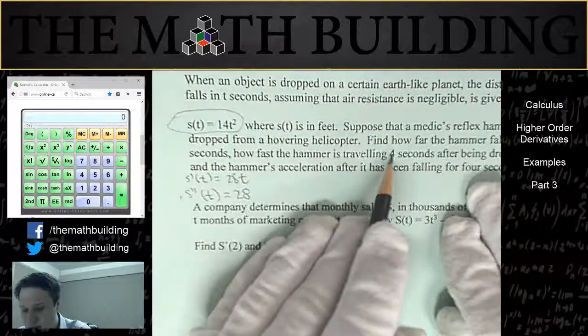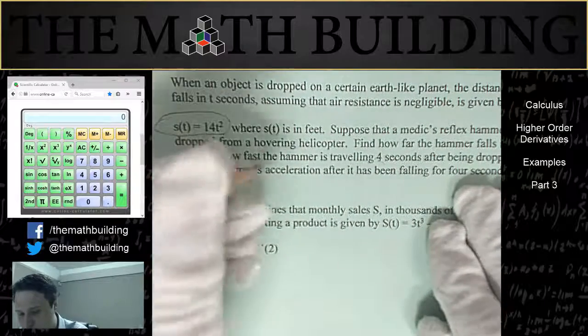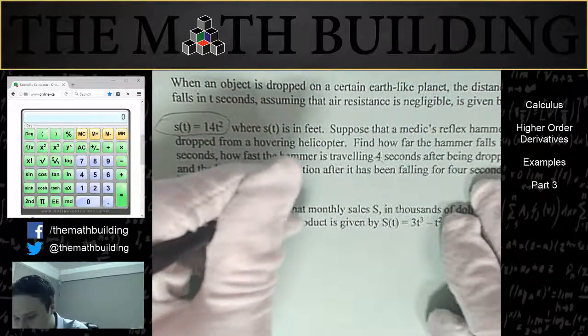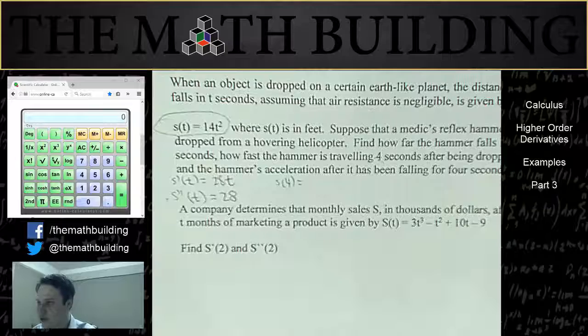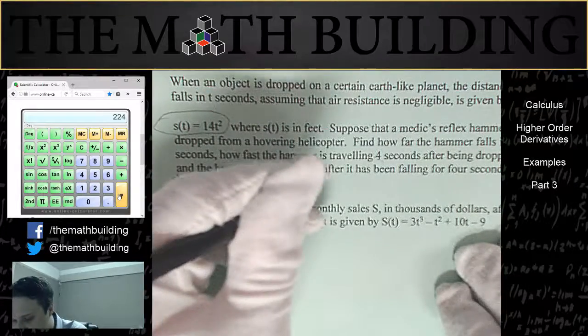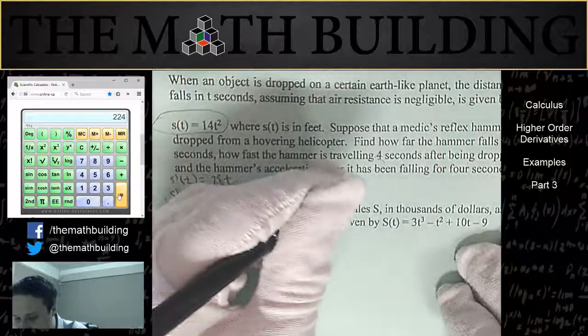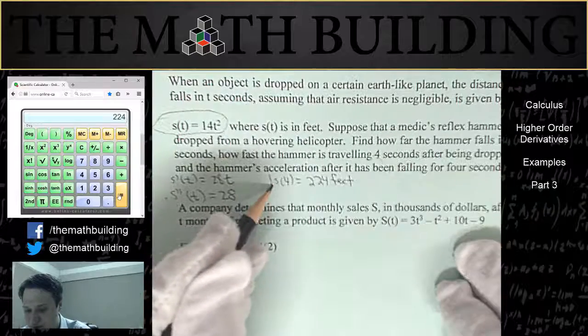So how far has it gone after 4 seconds? Well, we would just plug in s of 4. So 4 times 4 is 16, and 16 times 14 is equal to 224. So it's fallen 224 feet since he dropped it 4 seconds ago.